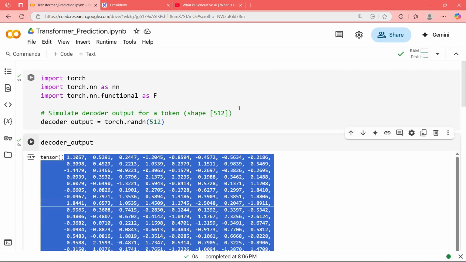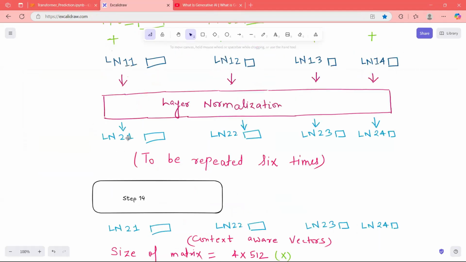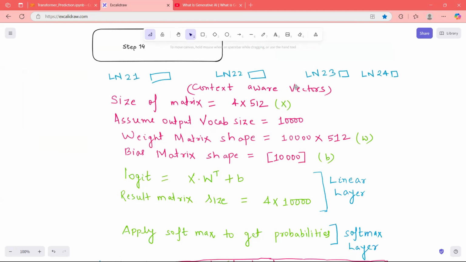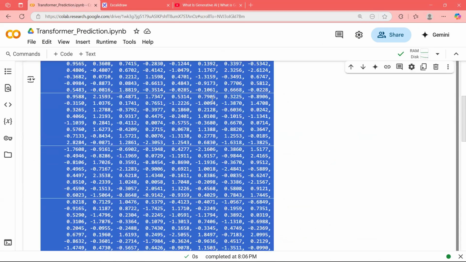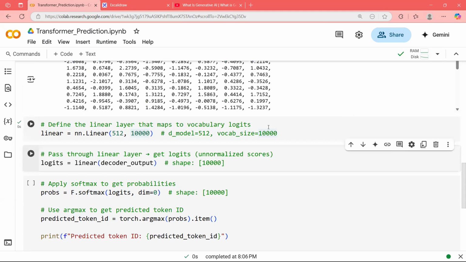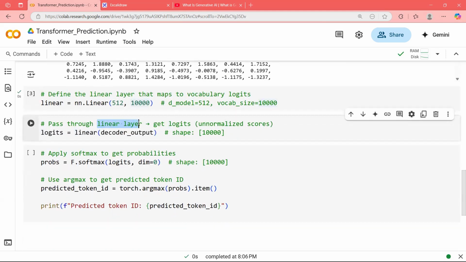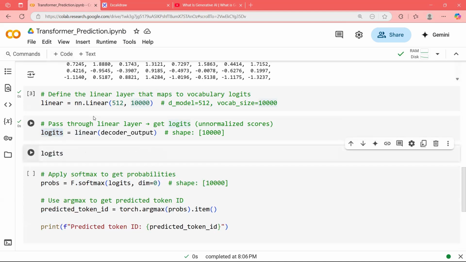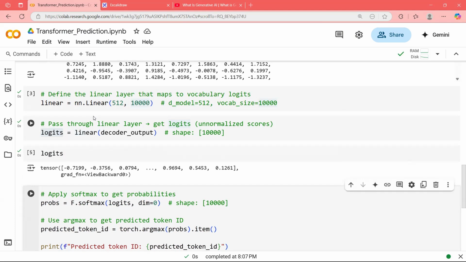And as I told you, you will start from a 512 vector. So imagine that for ln21, I have a 512 size vector. The weight matrix and bias matrix should be defined here. That is what is happening when you define the linear layer. You are saying 512 into 10K: d_model 512, vocab size 10K. Then pass through the linear layer and get logits. These are unnormalized scores, 10,000 dimension scores basically. You will have 10,000 numbers, but not probabilities you can read off.